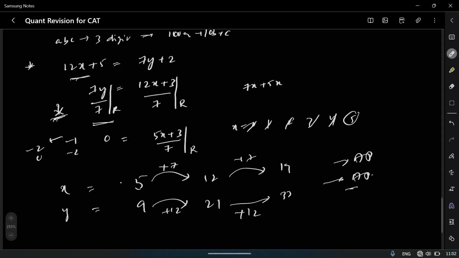So even here, minus 2 is also a solution. We are adding 7, which gives 5. So there are negative solutions also. For that, you have to subtract 7 from this. Similarly, when you subtract 12 from 9, you get minus 3. You can simply substitute this and cross check, which will satisfy for sure.